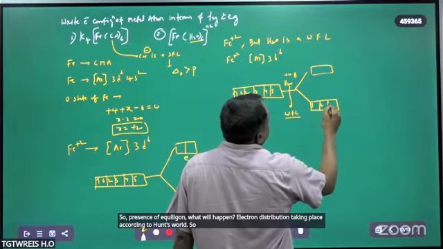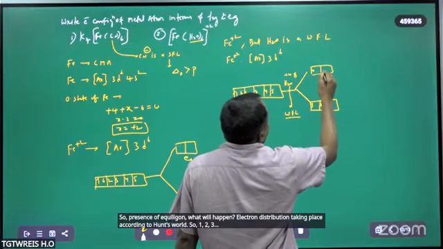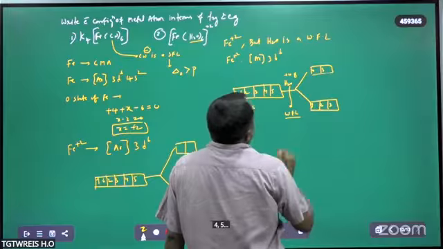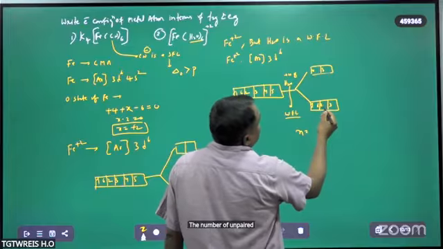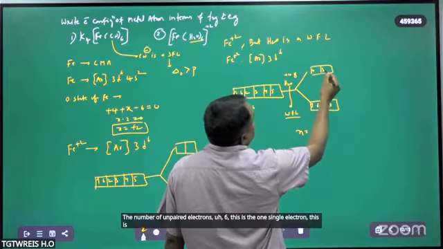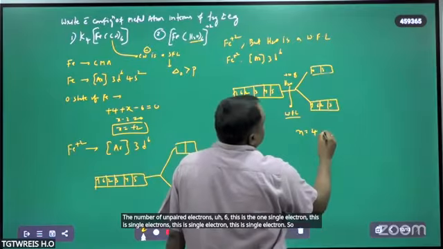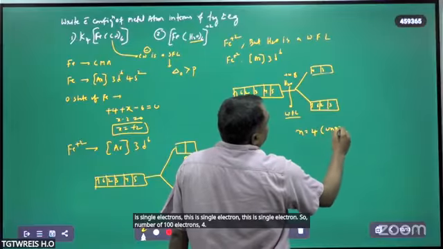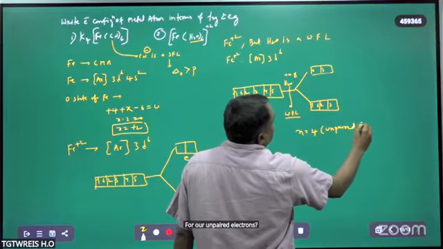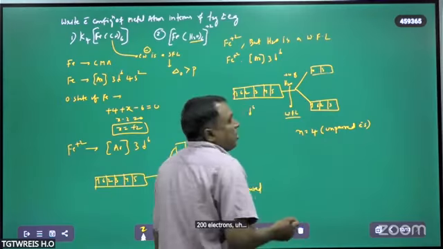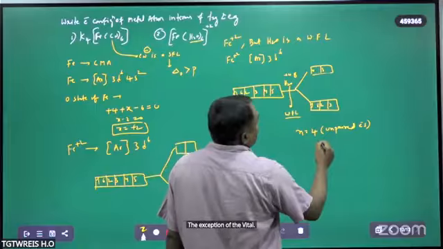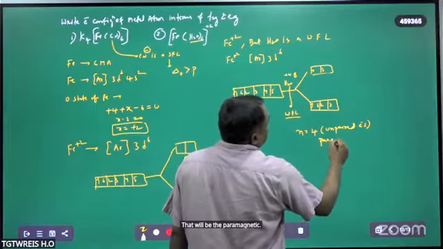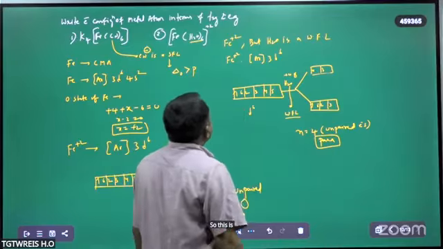So 1, 2, 3, 4, 5, and then this is the 6th one. The number of unpaired electrons is 4. This is a single electron, this is a single electron, this is a single electron. So 4 are unpaired electrons, present in the d subshell of the metal. That will be paramagnetic.